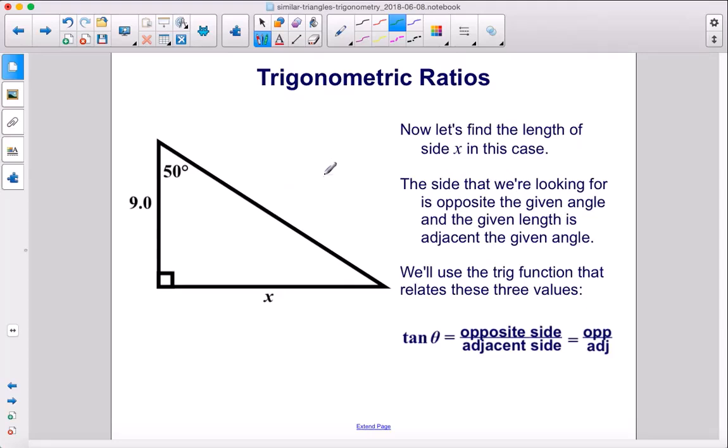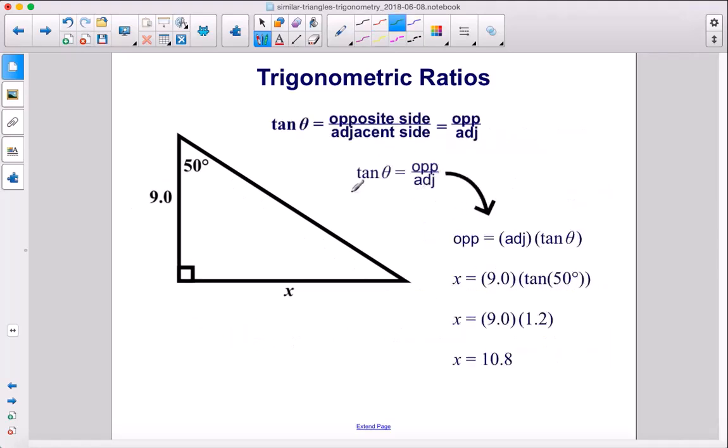Now let's find the length of side x in this case. The side that we're looking for is opposite the given angle, and the given length is adjacent to the given angle. We'll use the trig function that relates these three values. All right, so when we're dealing with opposite and adjacent, that's tan. Using our mnemonic device, SOHCAHTOA, we can use the TOA portion, which is tangent is opposite over adjacent.